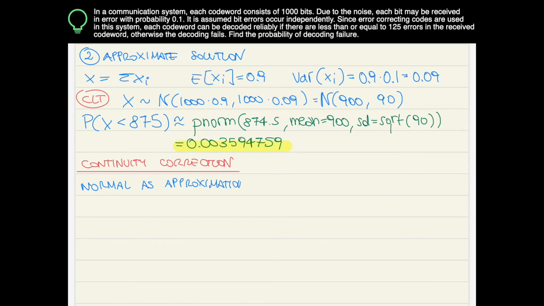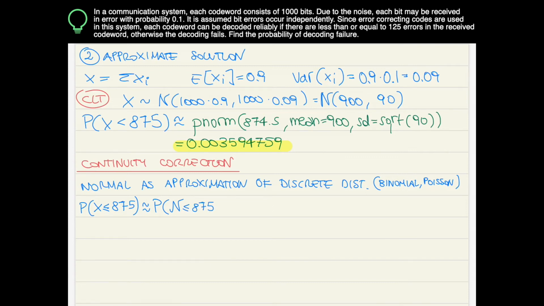Approximation of a discrete distribution. The most common examples will be the binomial and the Poisson distribution. For example, in this case, if we look at the probability for X to be lower or equal than 875, without the continuity correction, this will be approximately equal to the probability for an appropriate normal, with the correct mean and the correct standard deviation, to be lower or equal to 875.